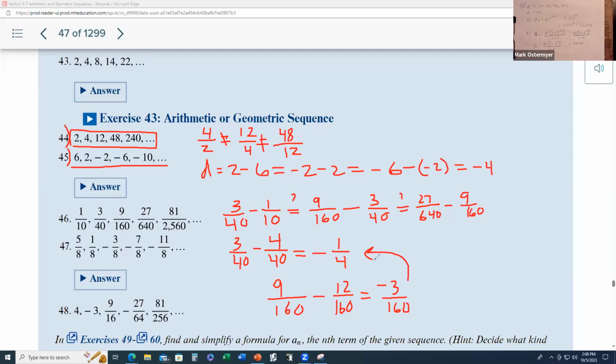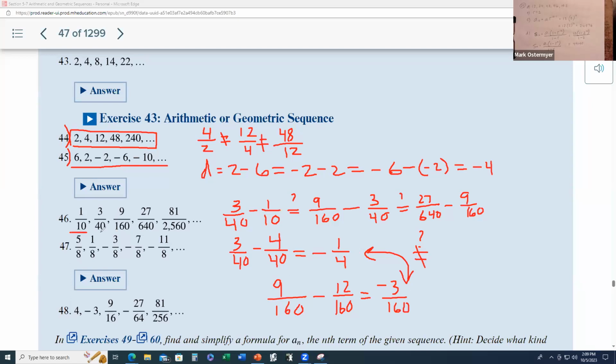Are these equal? No. They have to be if this is an arithmetic sequence. It has to have a common difference. I don't know about that. That doesn't look like they're equal. No, it doesn't look like they're equal at all. That's enough to shoot this out of the water. So, ladies and gentlemen, this is not arithmetic.